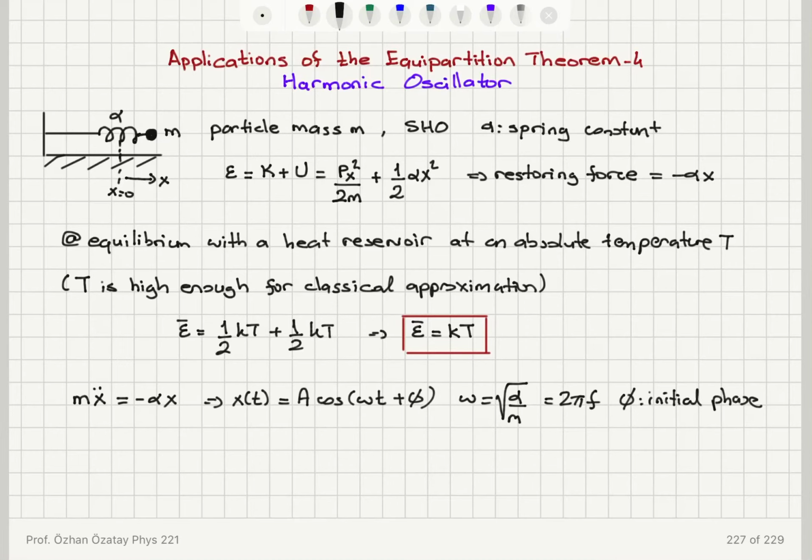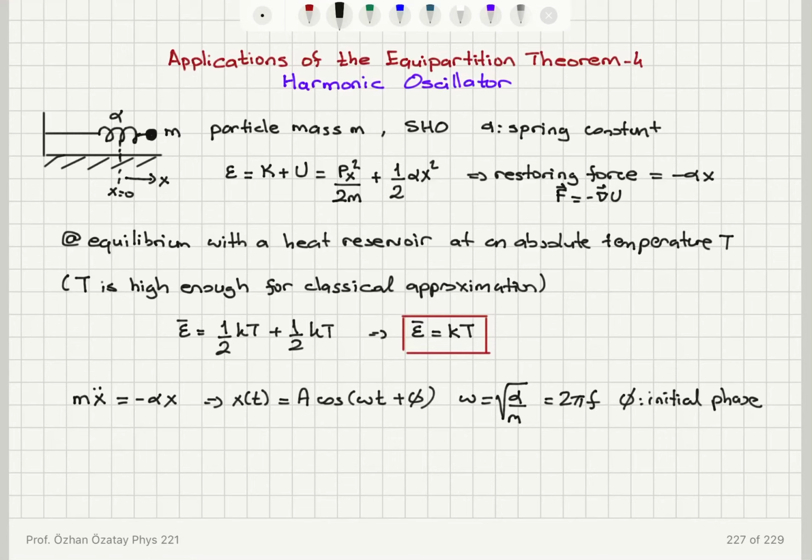So we know this from our physics 101 or 102 introductory physics courses. So the energy has two terms, kinetic and potential, that is due to the translational motion of the center of mass, px squared over 2m, and the potential energy term comes from the restoring force minus alpha x, that gives me a potential energy 1 over 2 alpha x squared. So remember that this restoring force is a conservative force. It is minus the gradient of the potential energy, and the potential energy is 1 over 2 alpha x squared.